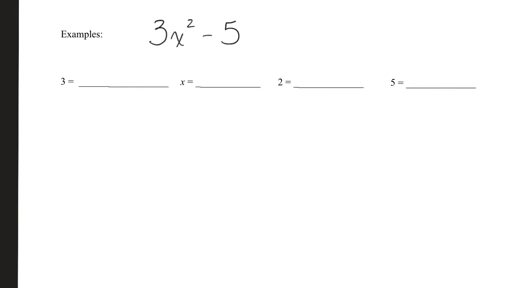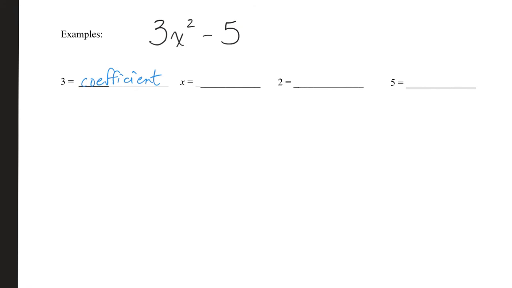So we have some terminology that we need to get down. Within 3x squared minus 5, we have a bunch of stuff in there. Let's start off with the 3. That 3 is attached to my variable, to that x. It's attached by multiply. And so what do we call a number that's attached to a variable by multiply? A coefficient. You need to know that term. So the coefficient on my variable is 3.